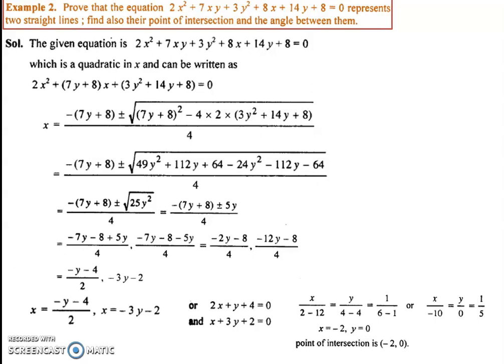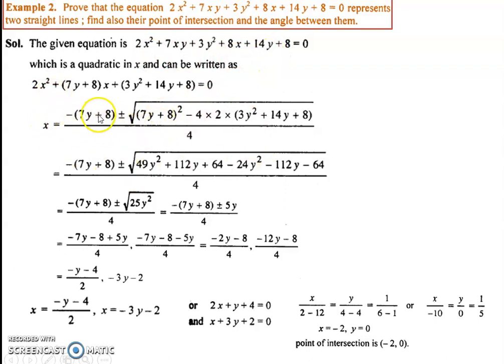How is it different? If we want to find that this second degree equation represents straight lines, we can apply that method. But if we also want to find the point of intersection, then we proceed this way: 2x² + 7xy + 3y² + 8x + 14y + 8 = 0 is a quadratic equation in x and can be written in this form. So how to solve this? Student, you may opt that this equation is a quadratic equation in y also. So instead of x, you can take y, and the same procedure remains the same.